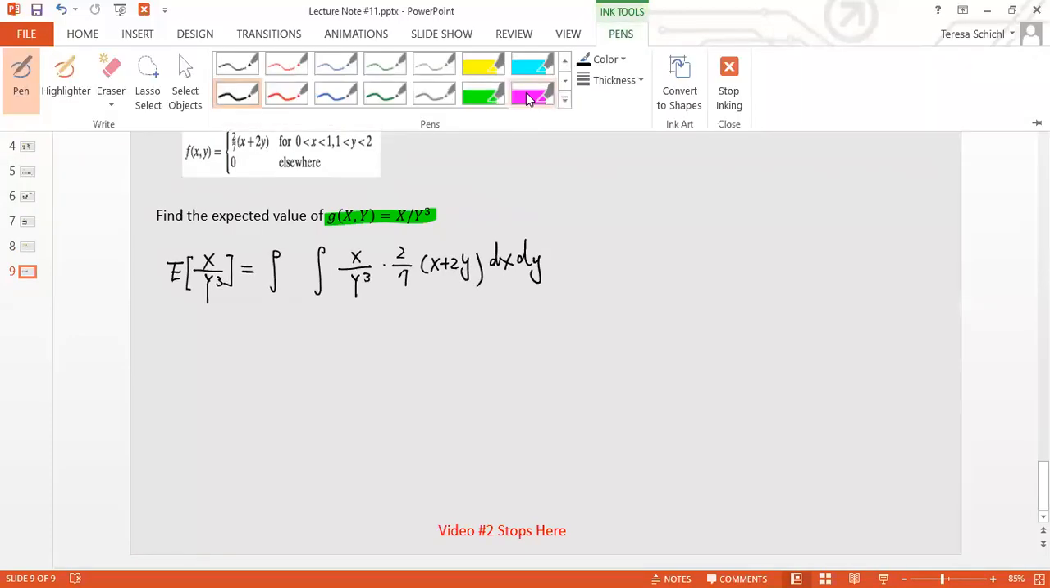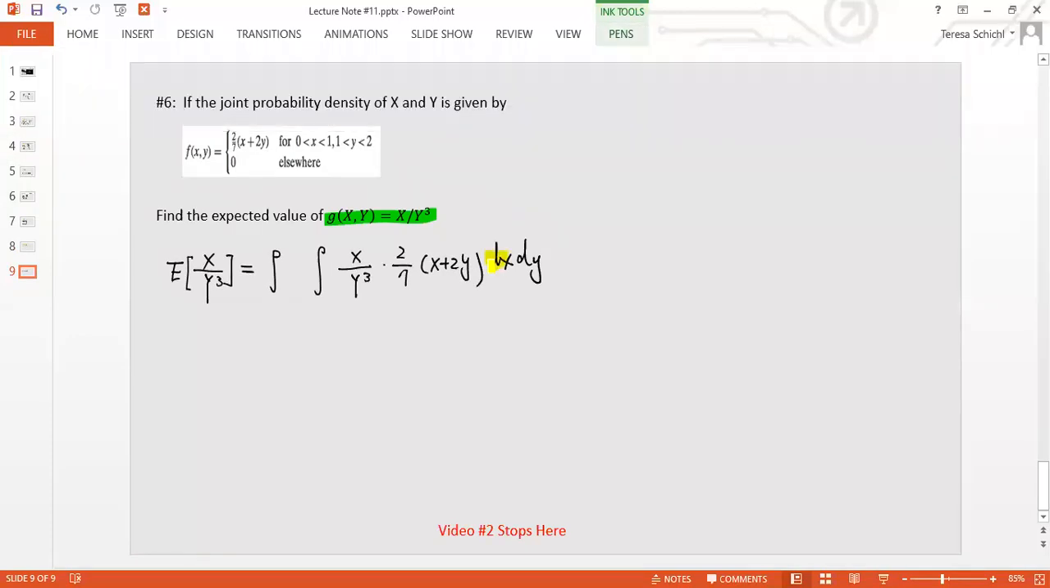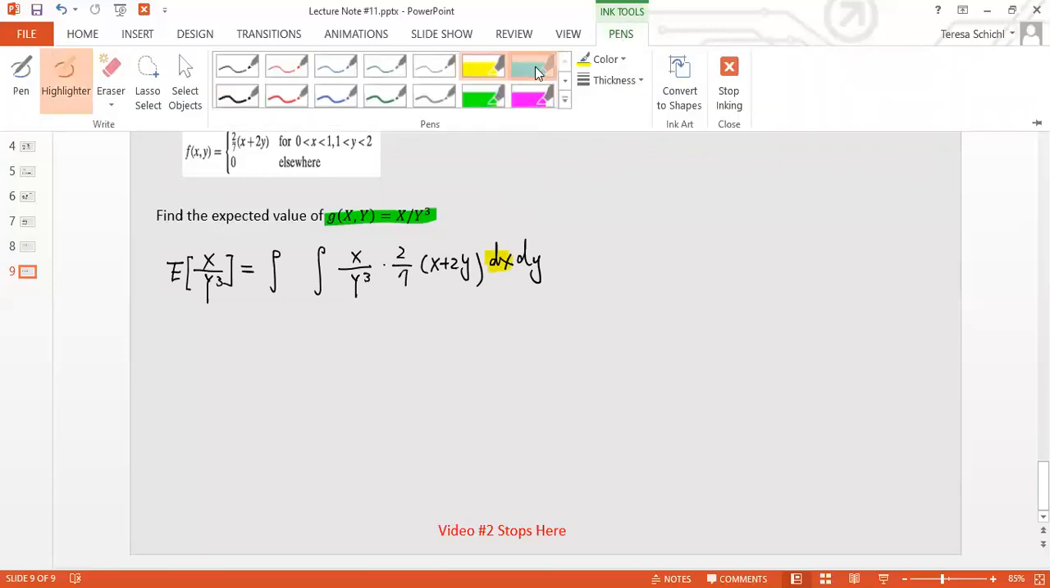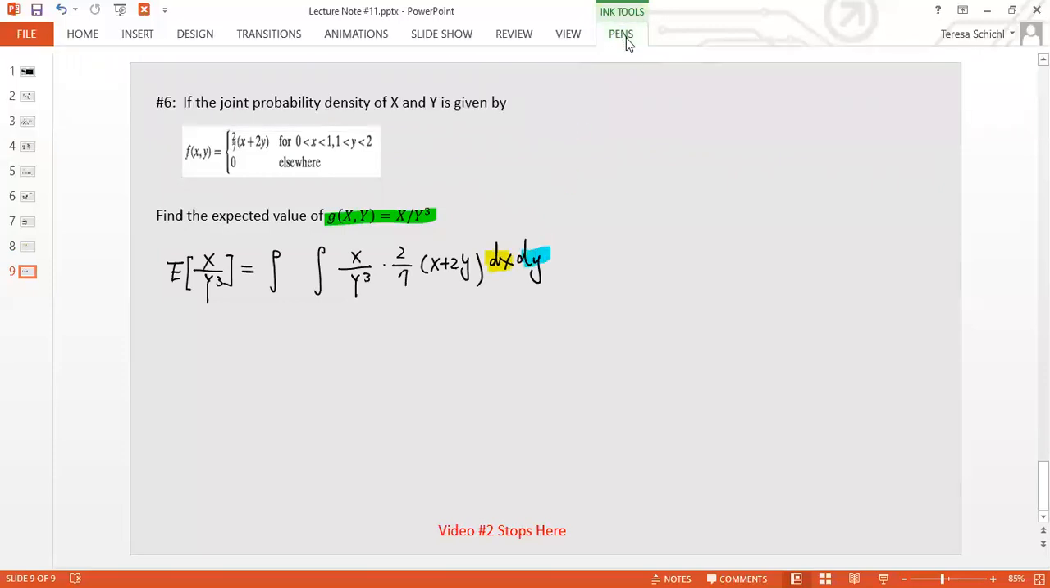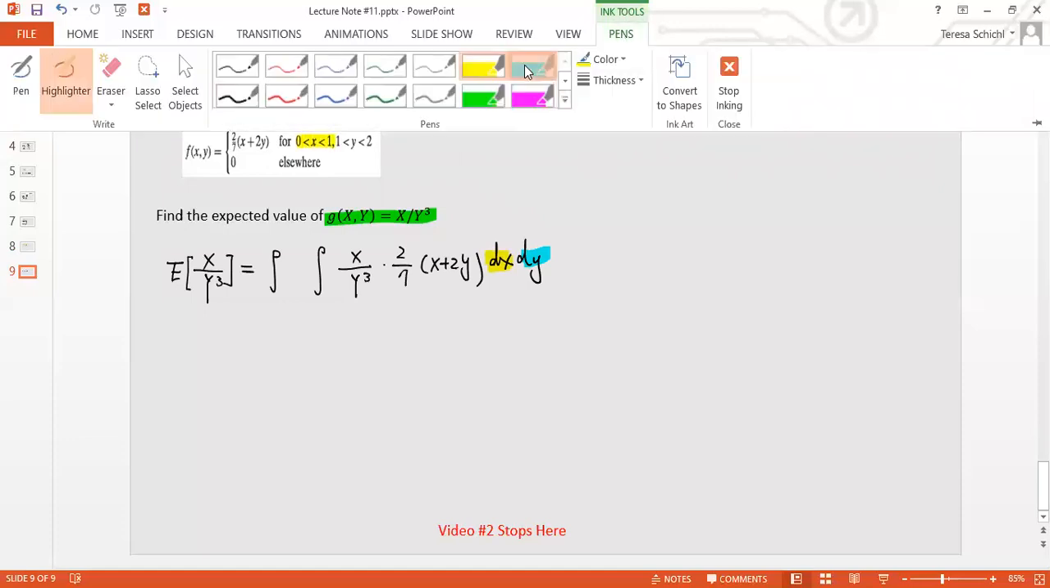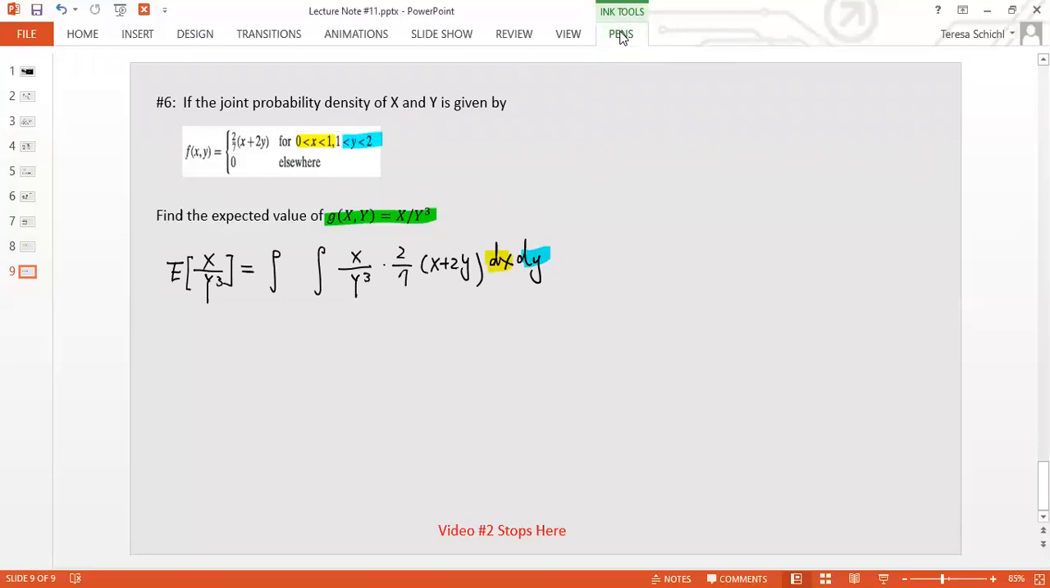You can do dy dx, it doesn't matter. So for the x here, you need to use the x bound, and for the y here, you need to use the y bound. The x here is from 0 to 1, and the y is from 1 to 2, right? Of course, you can switch to dy dx, then you just need to be careful. Your bounds need to change to match which variable you integrate.